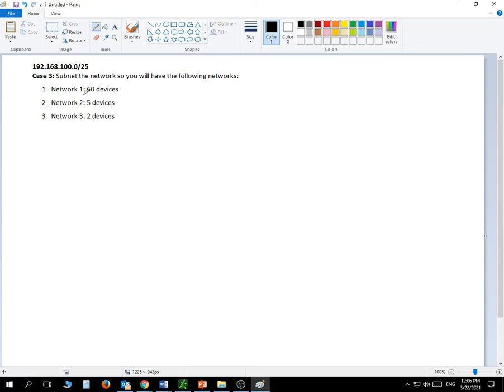So the first case here, we got the first network with the 60 different devices. Now if the order is not from the greatest to the smallest, you have to reorder them and start with the one with the greatest number of devices. So here we go again. Dot 0 0 0 0 0 0 0 0. My 4 zeros here. Now my original line is located here. And now I need to have 60 different devices. So the equation that we talked about before is 2 to the power of that number that we need to keep minus 2 should be greater or equal 60.